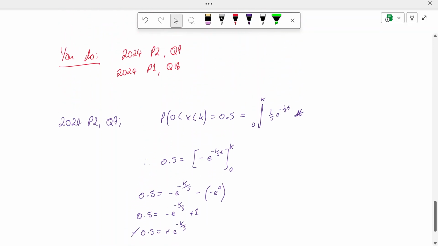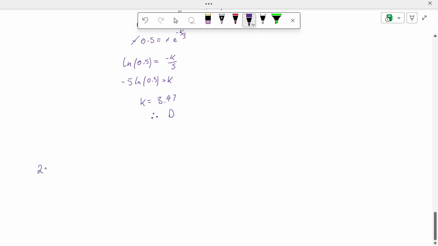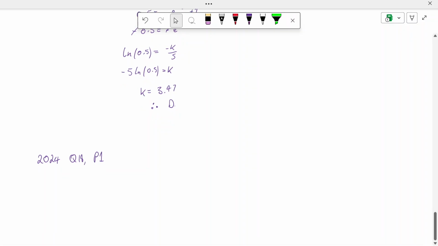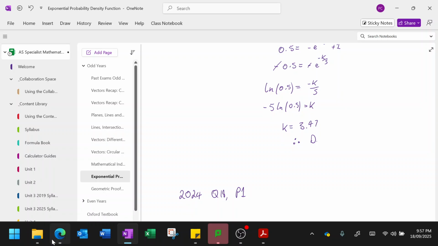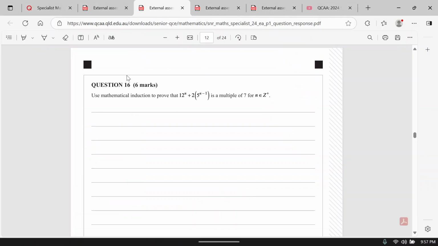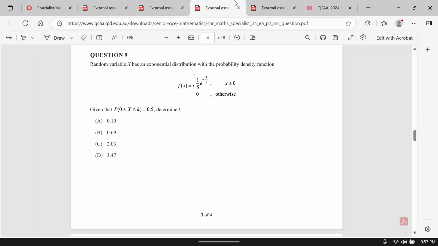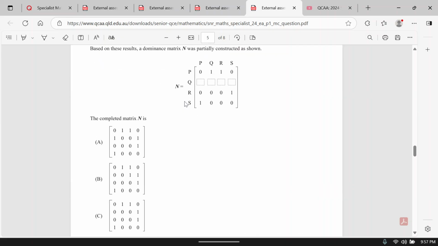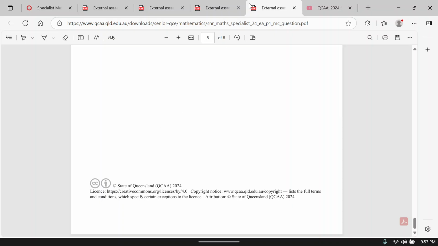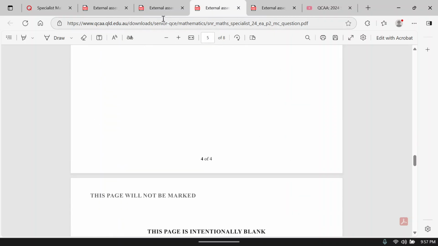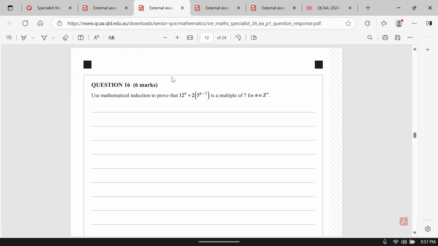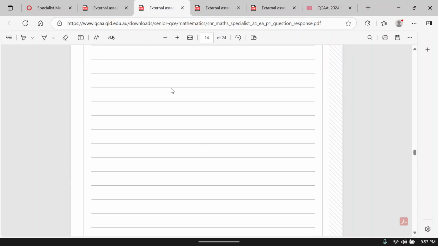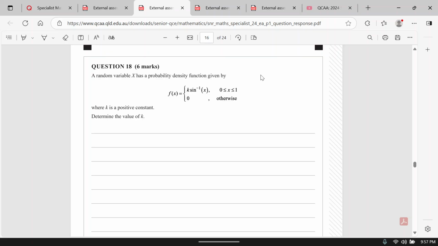The next one that I'm going to have a look at is question 18 from paper 1 in 2024. So, when I have a look at this problem, that's the wrong one. Oh my goodness. Here we go, we're here now. Okay, question 18, 6 marks.